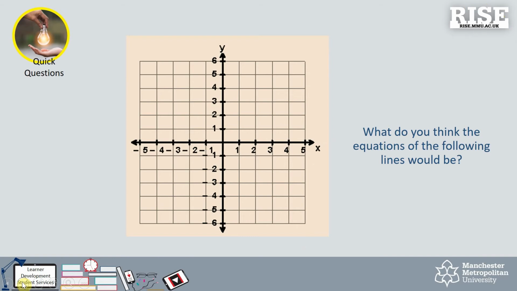What do you think the equations of these following lines would be then? Well done. It's the y equals 1 line. What about this one? Yes, y equals 5. And finally, that one would just be y equals negative 5.